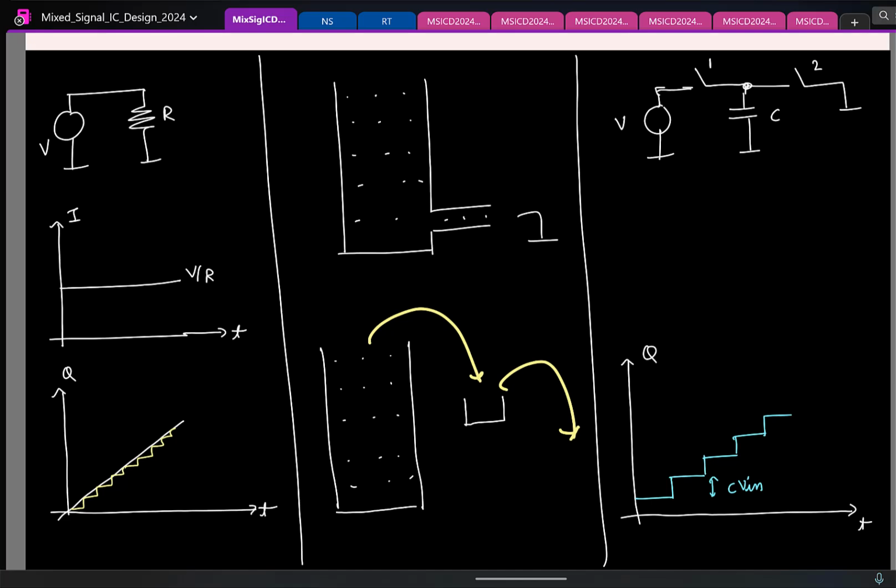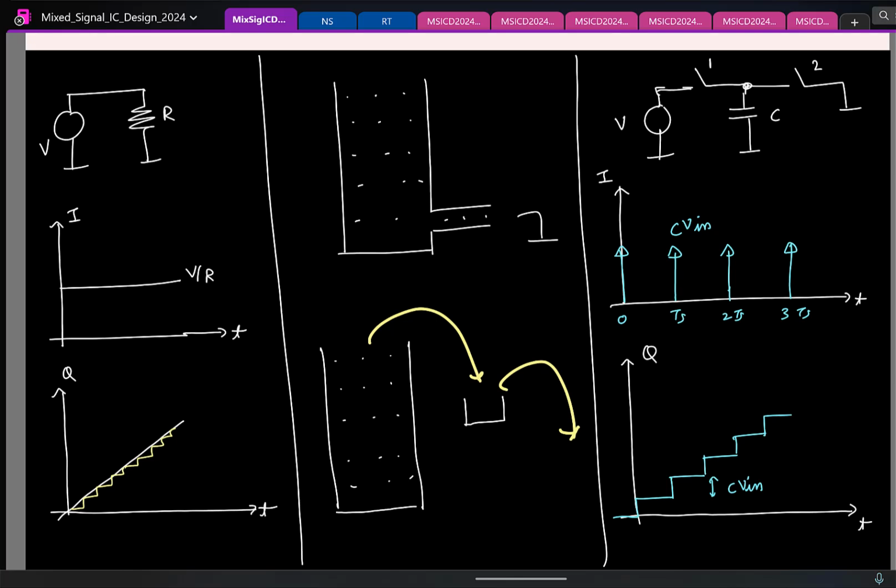So now if I actually sketch the current, how will it look? The charge is basically a step. It will be an impulse train. What will be the area of the impulse train? CV in, right? Remember, area of the impulsive current is essentially the charge. So C times V in is the charge. So at every clock period, I will be drawing this current. It's not matching this thing, but it's okay. You get the point.